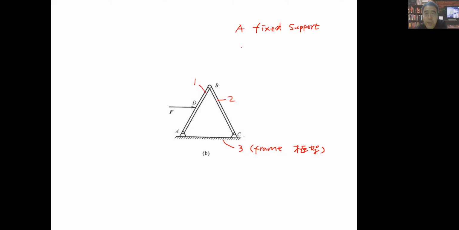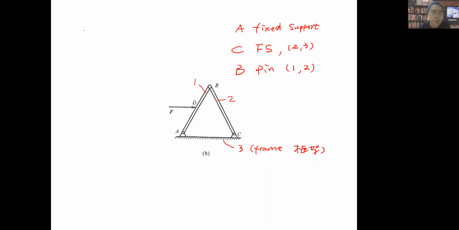And at point C, there is also another fixed support. Let me just write it FS. It's between part 2 and part 3, right? And at point B, it's a pin. It's not a fixed support. It's just a pin, right? Actually, it's between part 1 and part 2. We call this the whole body system, and it's in a condition of equilibrium.